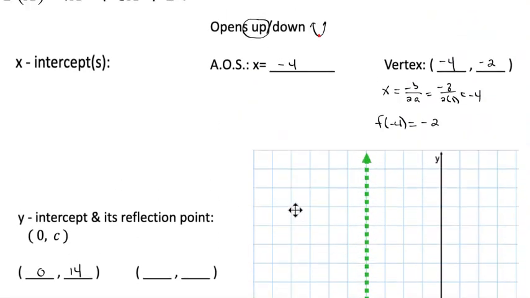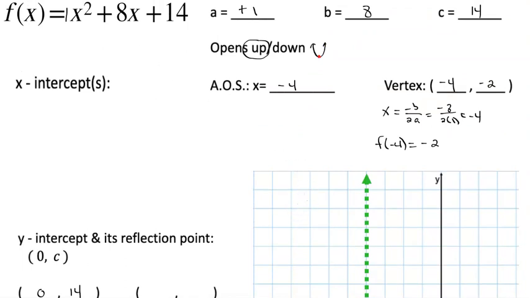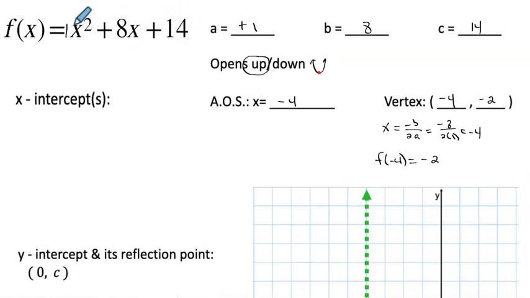Okay, so let's see what else we've got: x-intercepts. Remember, x-intercepts are going to be the same distance away from the x value of the vertex. We could try factoring this since my leading coefficient is 1, but there are no factors of 14 that give me 8. Factors of 14 are 1 and 14, which does not give me 8, and 2 and 7 doesn't give me 8 either. So I could use the quadratic formula here, or complete the square. I'll go with the quadratic formula, why not?